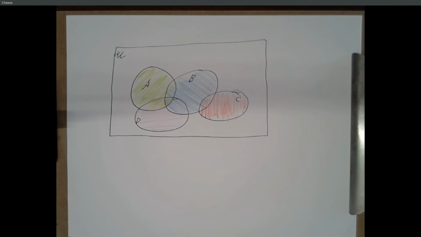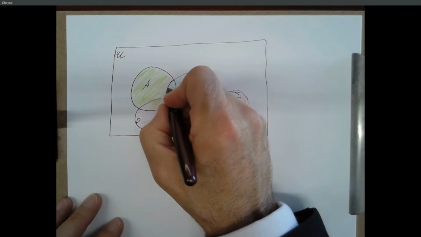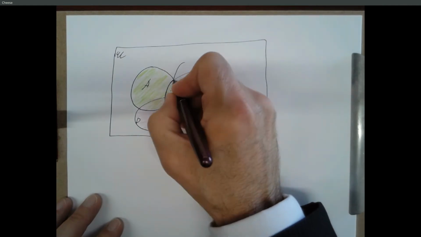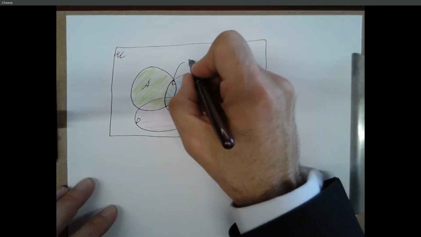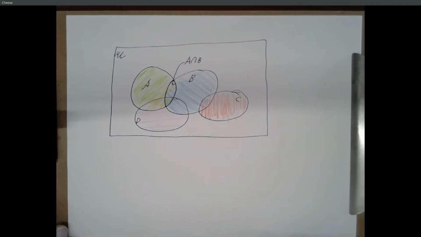And we can tell some things about our sets. Again, anything inside this region right here is contained in A and also contained in B. This is the set A intersect B.